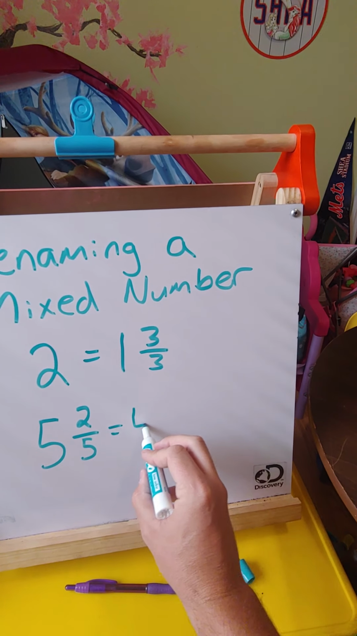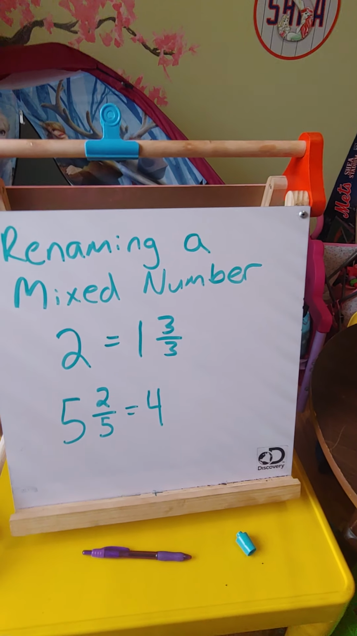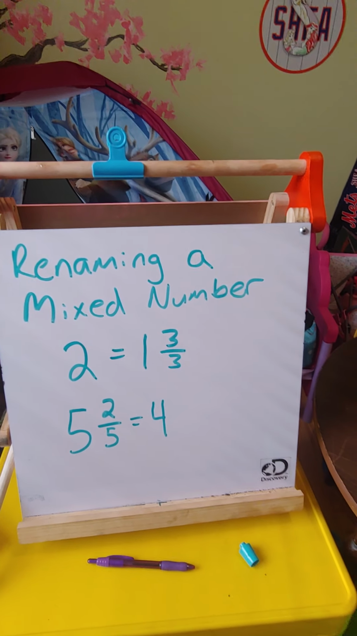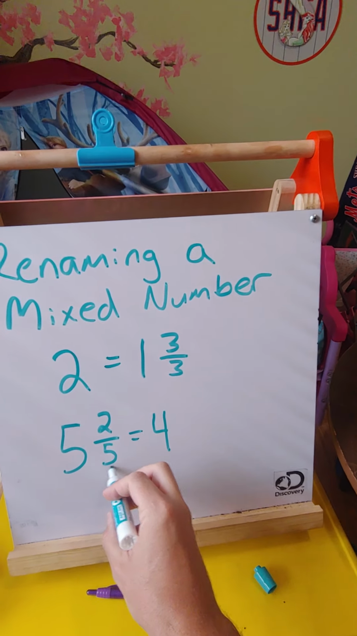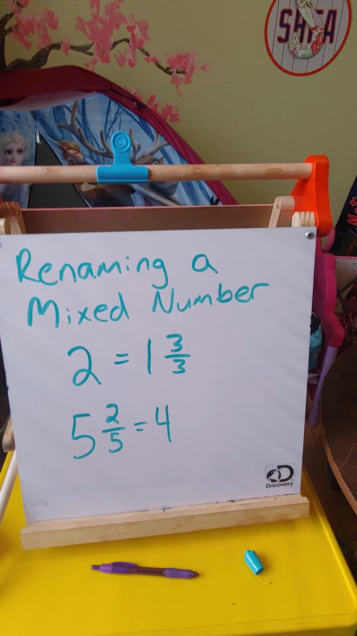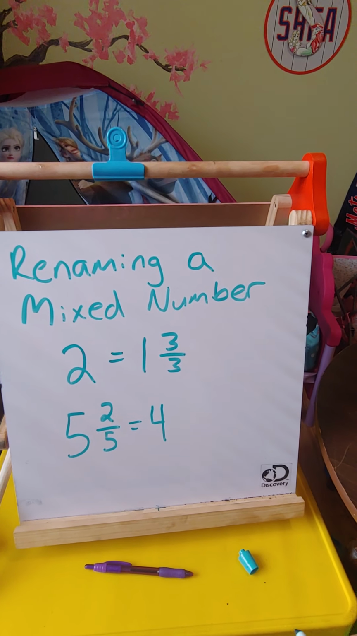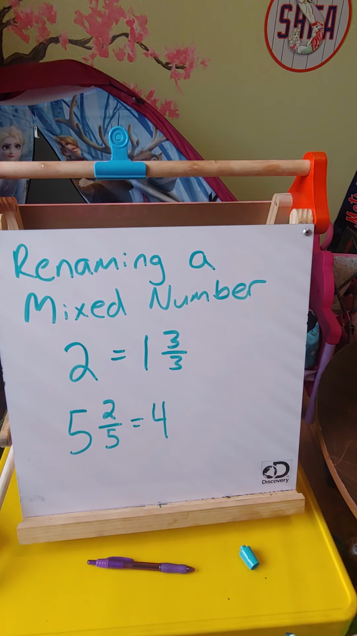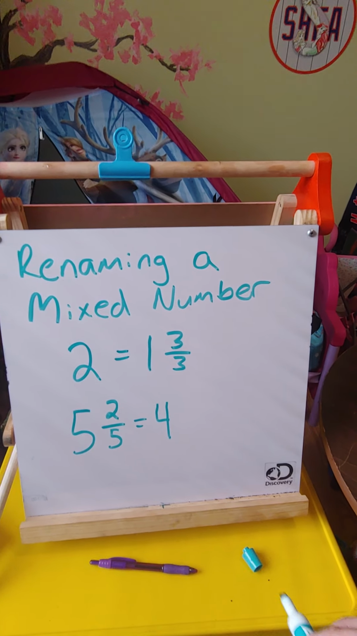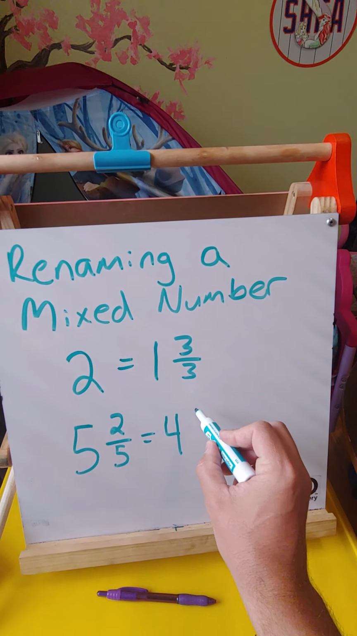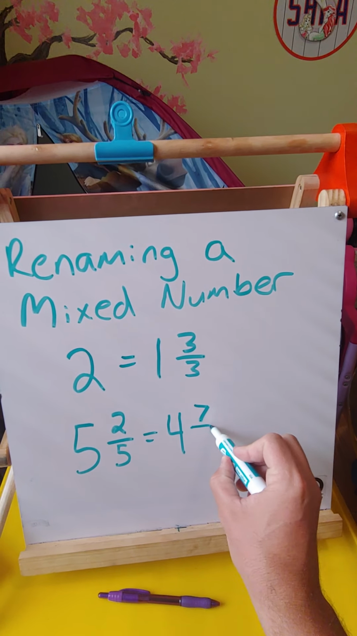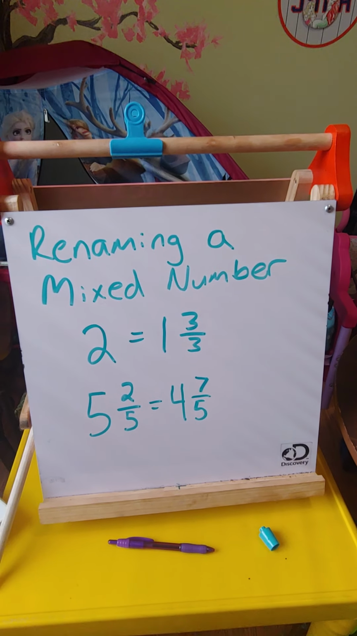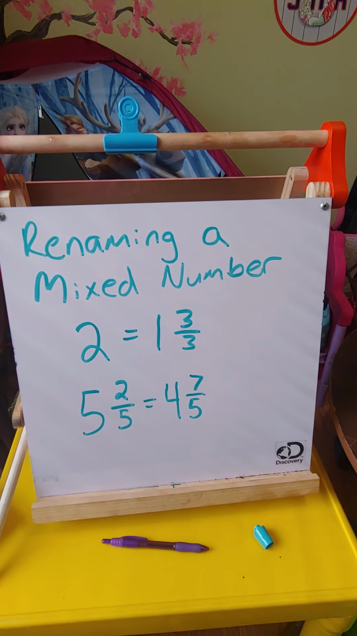Okay, so instead of 5 now I have 4. Okay, but that whole doesn't go away, it's going to go with the fraction. And I'm going to use that denominator to help me. So 1 whole out of fifths is 5/5. So I'm going to take that 5/5 and put it with the 2/5 that's already there. So 5/5 and 2/5 makes 7/5. So another way to write 5 2/5 might be 4 7/5.